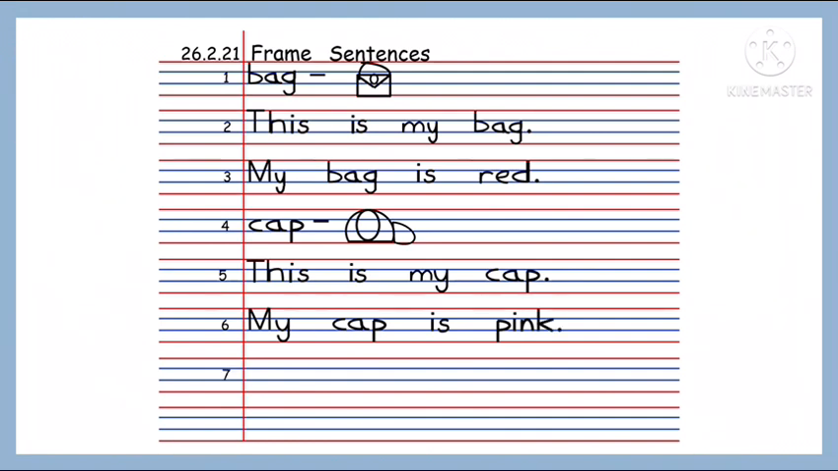My cap is pink. Now next sentence, I finger space, have finger space, a finger space, new finger space, bag, and finger space, cap, full stop. I have a new bag and cap.